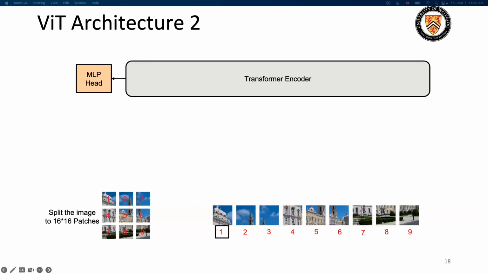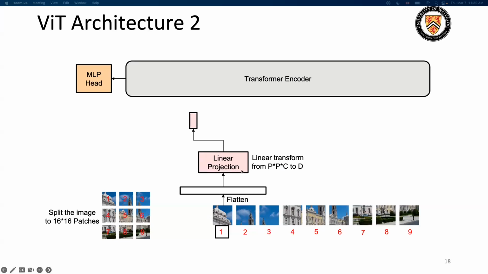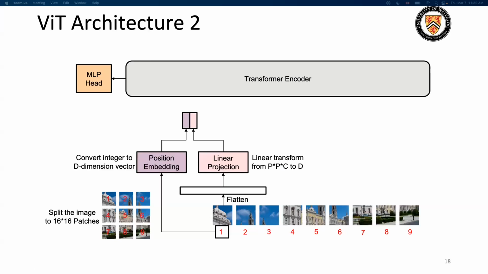Each of these patches will be turned into a sequence based on their pixels. So the length of this sequence will be P by P by 3. Then this sequence goes through a linear projection. This linear projection only changes the dimension from P by P by C to D. On the other hand, there is a position embedding. So the position of the patches goes through position embedding. This will convert the integer into a D-dimensional vector. Then these two vectors will be added together, and that will be the pre-process step for this patch. This process will go on for all the patches.